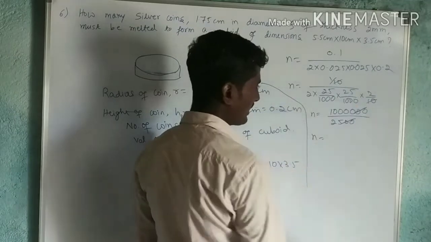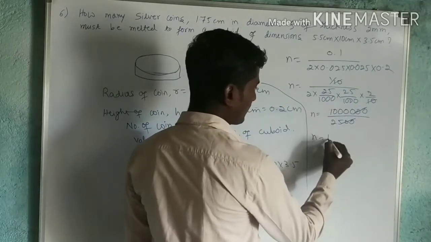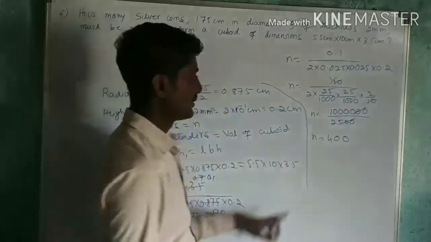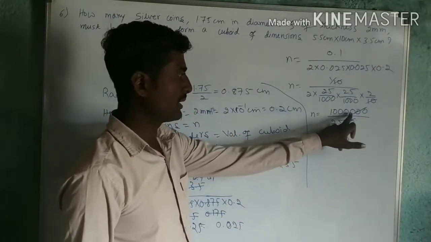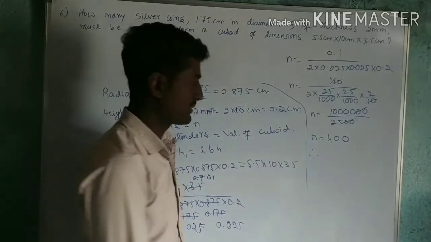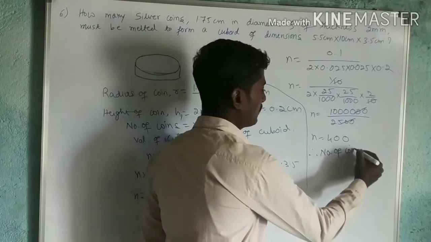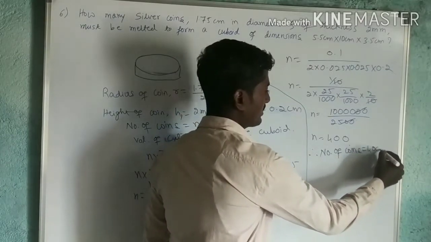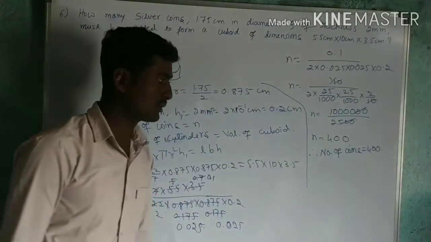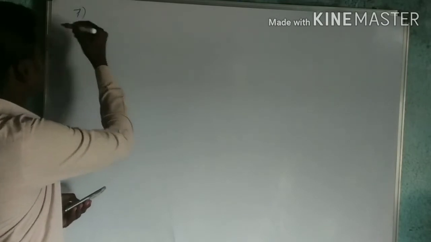00 get cancelled. So 25 4s are 100, 00. 400 I am getting. Okay. So 25 4s are 100, remaining 2 zeros. So therefore number of coins is equal to 400. Okay. Number of coins is equal to how much? 400. Next, 7th question. Question number 7.